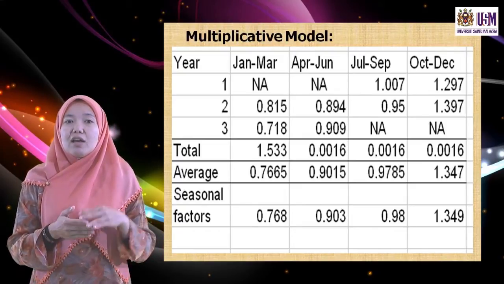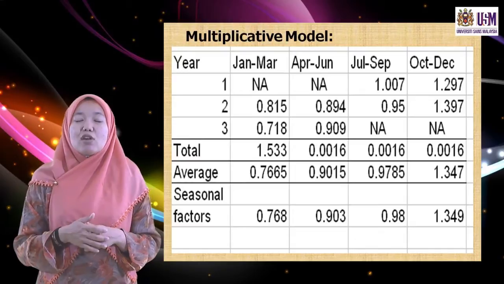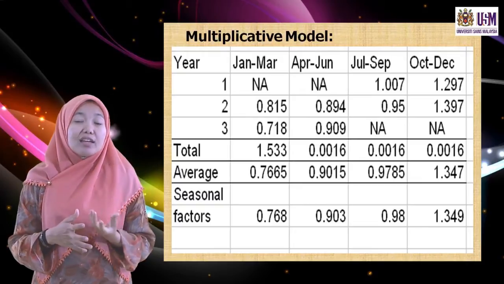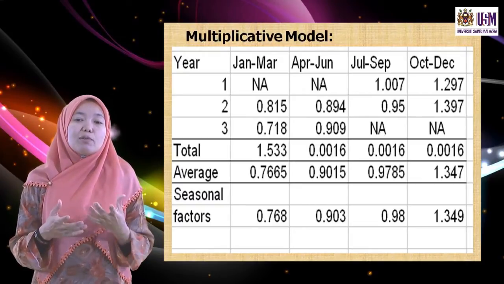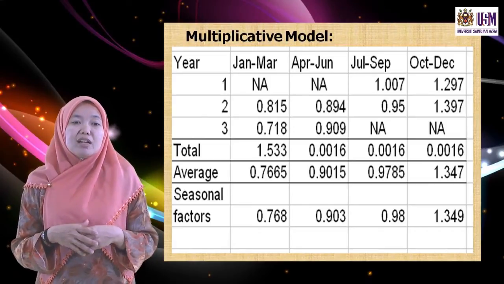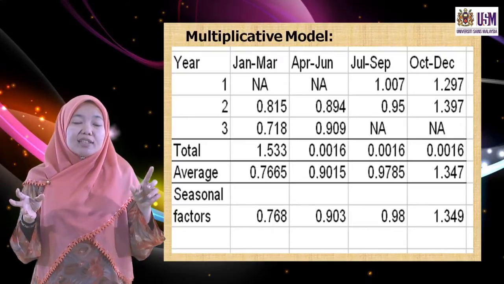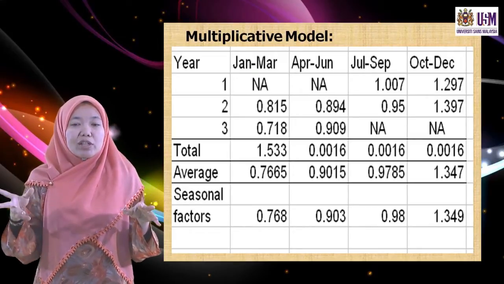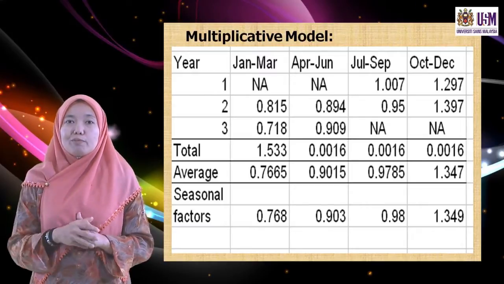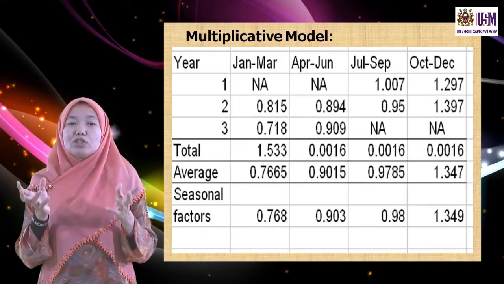So in this case, you have quarter 1, that is January to March, seasonal factor of 0.768. And then you have the second quarter, April to June, 0.903. And then for the third quarter, July to September, seasonal factor of 0.98 after adjustment. And then the fourth quarter, October to December, the seasonal factor is 1.349. So you see that the first 3 quarters are less than 1, the fourth quarter is more than 1. If you add all of them together, that should give you a total of 4, because this is the multiplicative model. For the additive model, you add up the seasonal components, you should get 0.